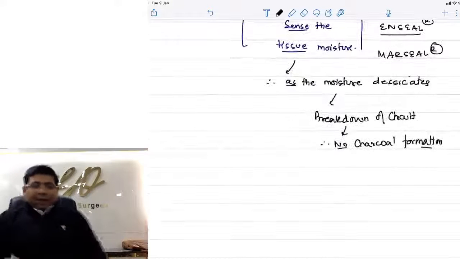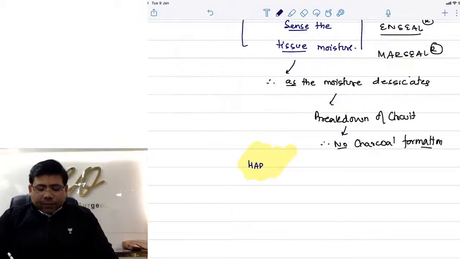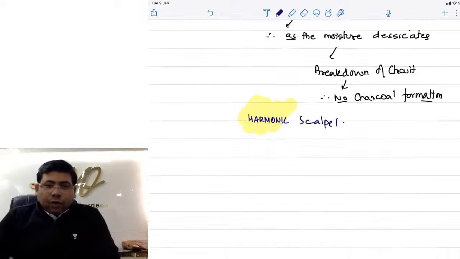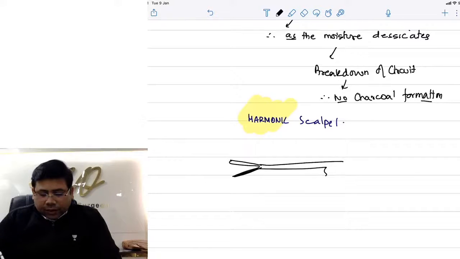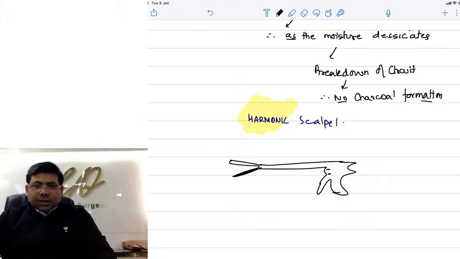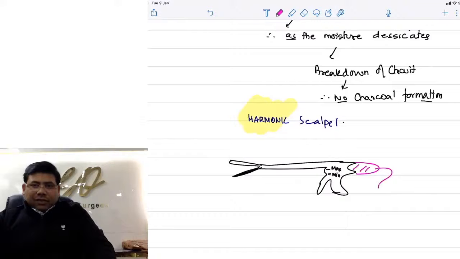Then at last, I'll simply revise with you again the concept of harmonic scalpel, and then I'll show you the instrument also. If you see this instrument, it is something like this. There are two different jaws, and the machine is something like this. There are two buttons, one for maximum power setting and one for minimum power setting. Behind this, you have a transducer which is attached.